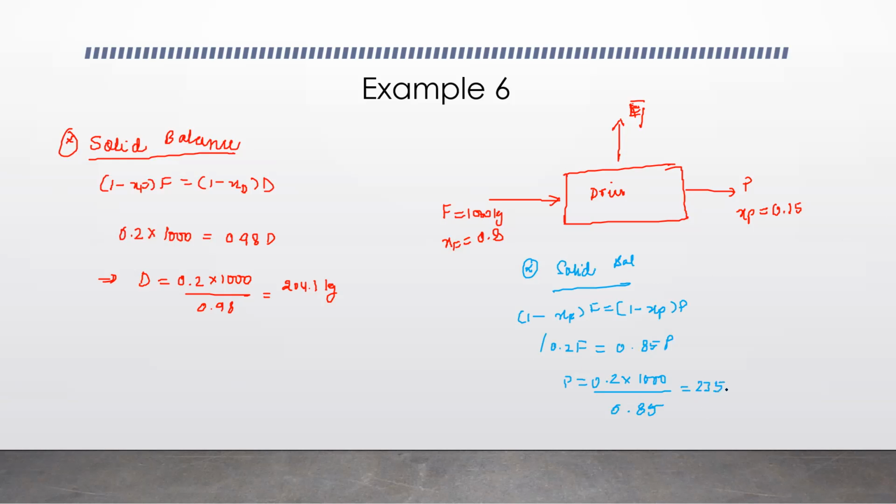235.3 kg. All right, 235.3 kg. This is the product, the weight of the products leaving the dryer. Okay, so this was part A. You had to find D and you had to find P. All right, so once that is done, then we move on to part B.